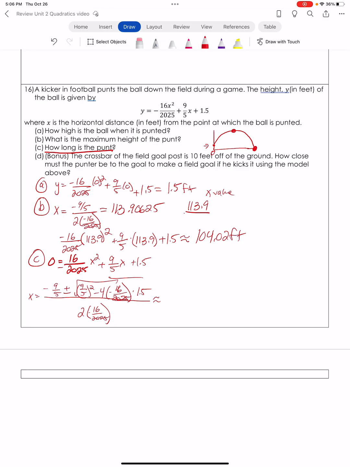I end up with 228.64 feet. And you put it in twice. You put it once for the positive and once for the negative. One of the answers is going to be negative, so that's not possible. So you only go with the positive answer, which would be the x value right here. So it's about 228.70.